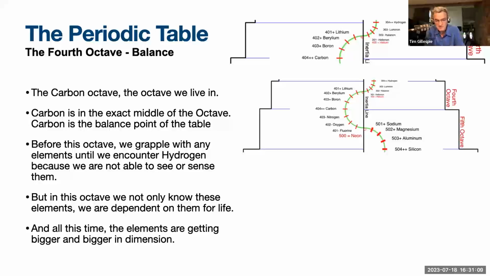The 4th octave features carbon at the very center. Carbon, as you know, is the balancing point of the periodic table. This is the very center of the table. If you look at the table as a whole, it seems to be very much on the smaller side. But if you look at it mathematically, it's in the very center. So it may not balance with mass or volume, but it does balance overall.